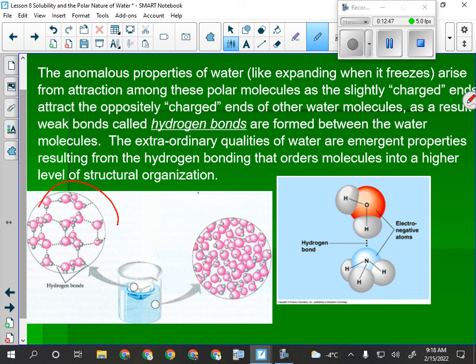This is ice, way more space, way less dense. That's liquid water. Very rare for the liquid form of something to be more dense than the solid form.